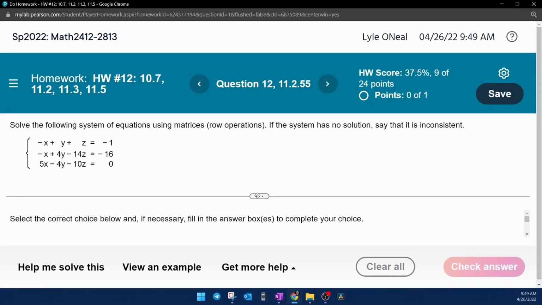All right, here we go. Question number 12 from our Precalculus homework number 12 in MyLab Math. They want us to solve the following system of equations, again using matrices with row operations. If the system has no solution, say that it is inconsistent.